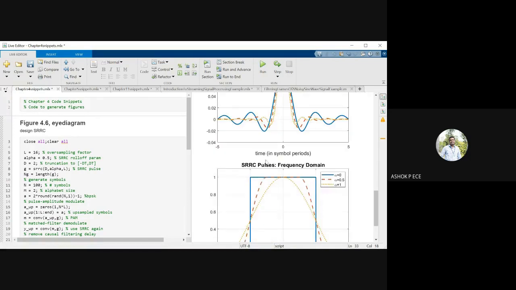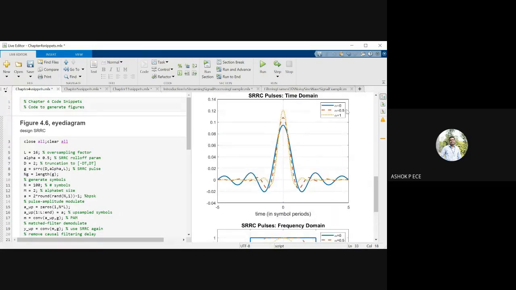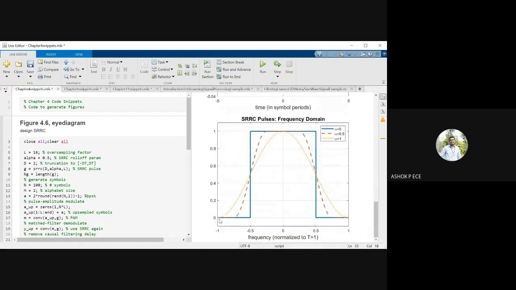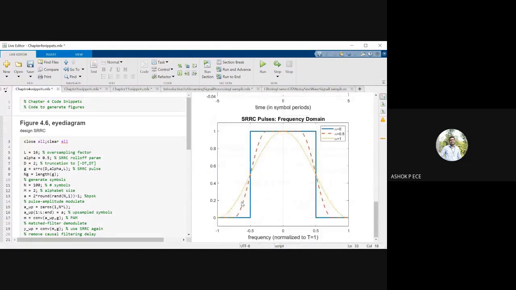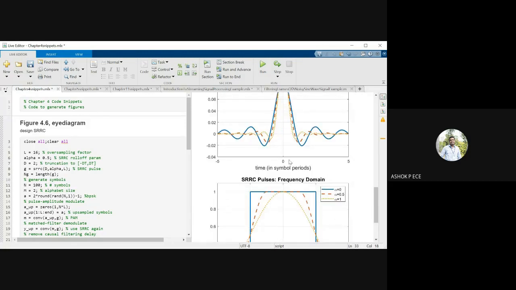When you have a raised cosine pulse with alpha equal to 0, it looks like a sinc pulse, so you get a rectangular signal as the frequency domain spectrum. When the alpha value changes from 0 to 1, the signal also changes accordingly. This is the time domain, this is the frequency domain. You should have studied the Nyquist criteria, right? That is all based on this only.